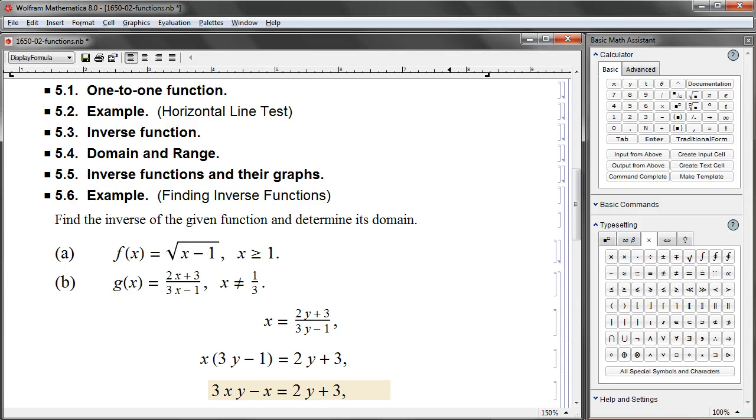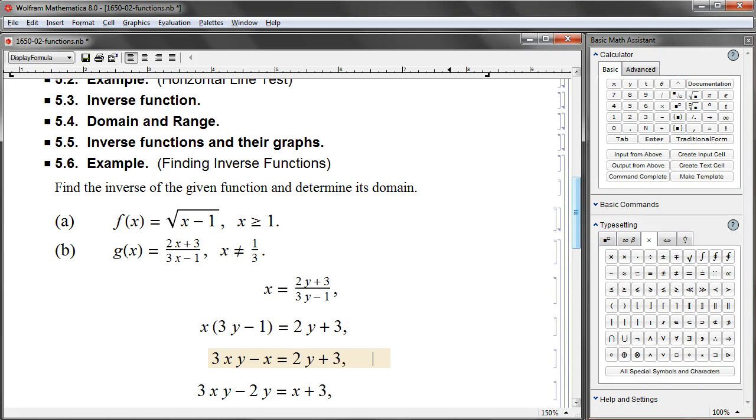Well, here is a key step. Get all the y terms in one side, move everything else to the other side. So this 3xy is in right place. Okay, let's keep it there. This 2y is in wrong side, so let's move to the left hand side. This plus 3 is okay, but this minus x is in wrong side, so let's flip it over to the right hand side. If I do that, this is what I'm getting. 3xy minus 2y, because this 2y is flipped over to the other side, so I have to change the sign. And this minus x is flipped over to the other side, so we have positive x.